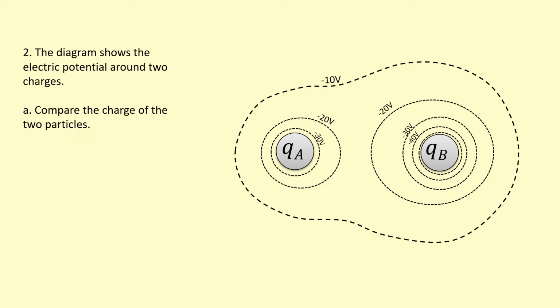Okay, question 2. The diagram shows the electric potential around two charges. Let's look at the diagrams. We've got QA on the left and QB on the right. Next to QA you've got minus 30 volts, and next to QB you've got minus 40 volts.